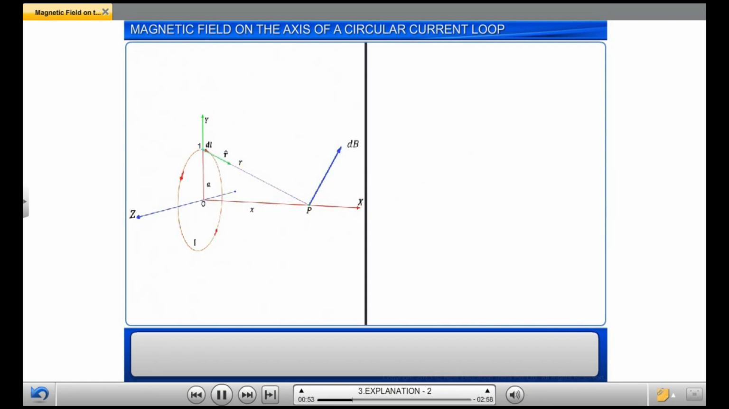According to the Pythagorean theorem, r is equal to the square root of x square plus a square. Let this be equation 1. Squaring on both sides, the equation can then be represented as r square is equal to x square plus a square. Let this be equation 2.